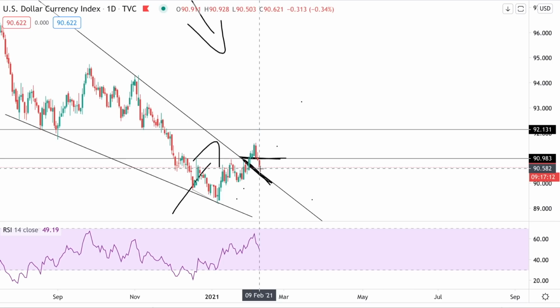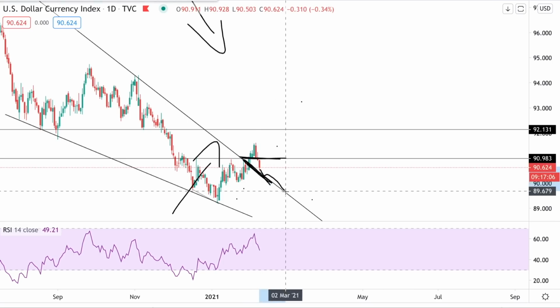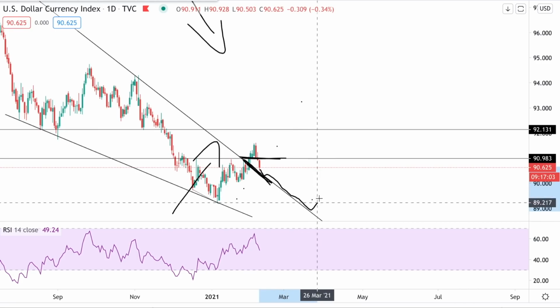Now, the problem with just looking at that is that you can see a backtest go on for quite a while, then have a nice bounce, and then continue on.